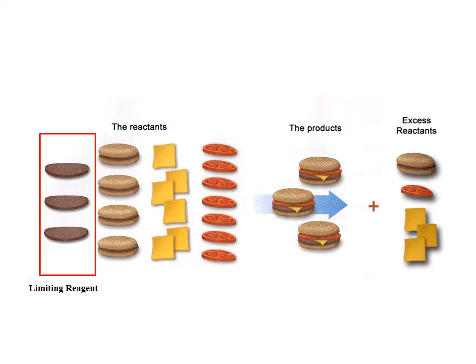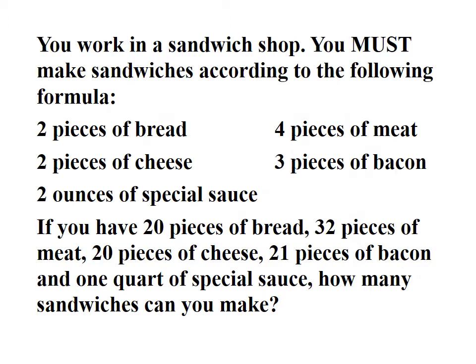Let's look at another example. So if you work in a sandwich shop and you have to use the following ingredients or the following recipe to make a sandwich. Now you have 20 pieces of bread, 32 pieces of meat, 20 pieces of cheese, 21 pieces of bacon, and 1 quart of that special sauce. You know, the special sauce is what makes it very tasty.